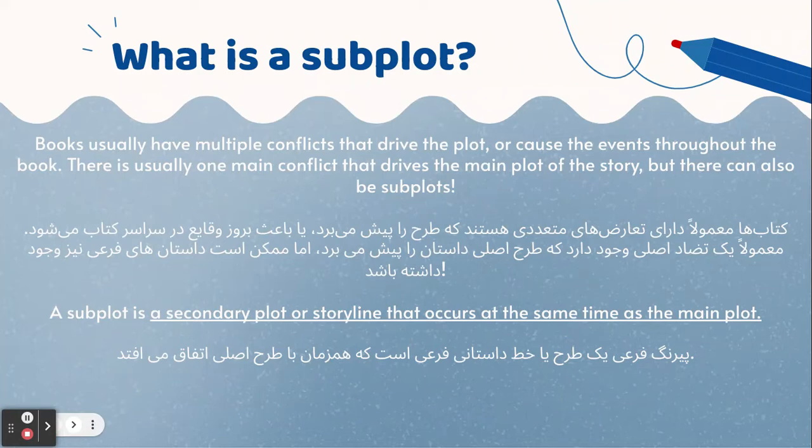Now, what is a subplot? Books usually have multiple conflicts that drive the plot, or cause the events throughout the book. There is usually one main conflict that drives the main plot of the story, but there can also be subplots. A subplot is a secondary plot or storyline that occurs at the same time as the main plot. When you're reading a long novel, you may notice that to reach the climax there are many other small plots in the story, usually consisting of the side characters.